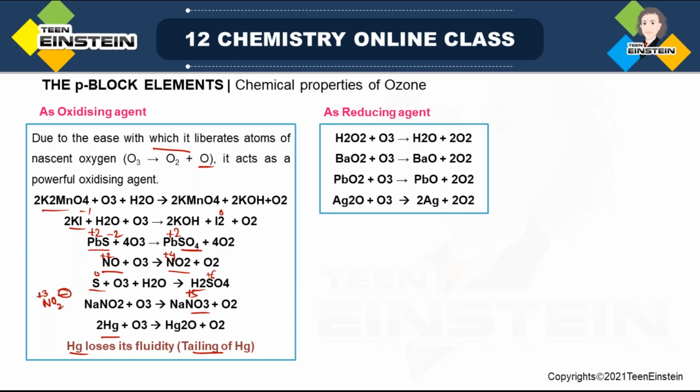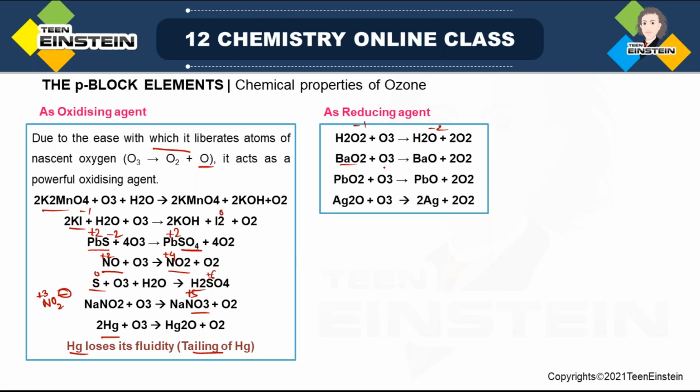It can also act as a reducing agent, but mostly we'll see the reactions that are based on oxidizing power. That is, ozone is showing oxidizing power, but some reactions are also there where it acts as a reducing agent. Here we have some examples. H2O2, this is hydrogen peroxide, where oxygen has -1 oxidation state, and now in the presence of O3 it is converted to H2O. That means the oxidation state is -2. So from -1 to -2, that means it has accepted electrons. So that is why it is reduction.